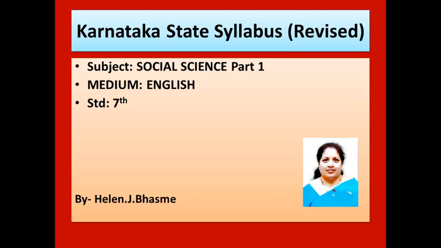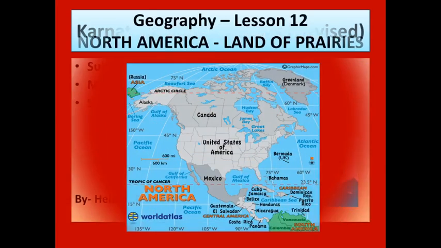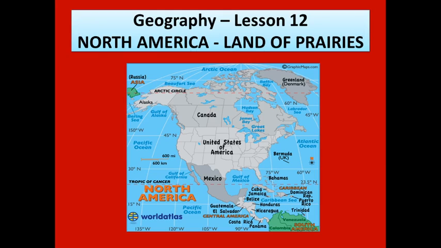Hello children, today let us study Geography lesson number 12, North America, Land of Prairies, part 2. In part 1, you have understood the location, extent and physical setting of North America, and also you have understood by comparing the diversity of physical divisions and known the richness of the lakes of North America. Now in part 2, you can see the competencies which I have already given you before in part 1. We will continue with part 2.